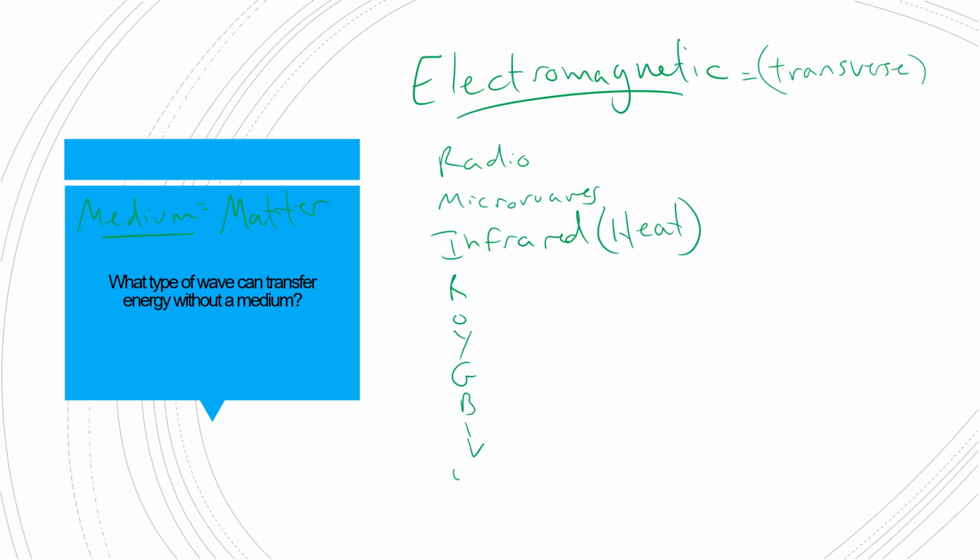Then we have ultraviolet, sometimes called UV. This is why you need to wear sunscreen. Okay, so this is that light from the sun that can damage your skin. And then we have X-rays, and we have gamma. Now, the one thing I want to say is that these three right here can actually be dangerous to you.